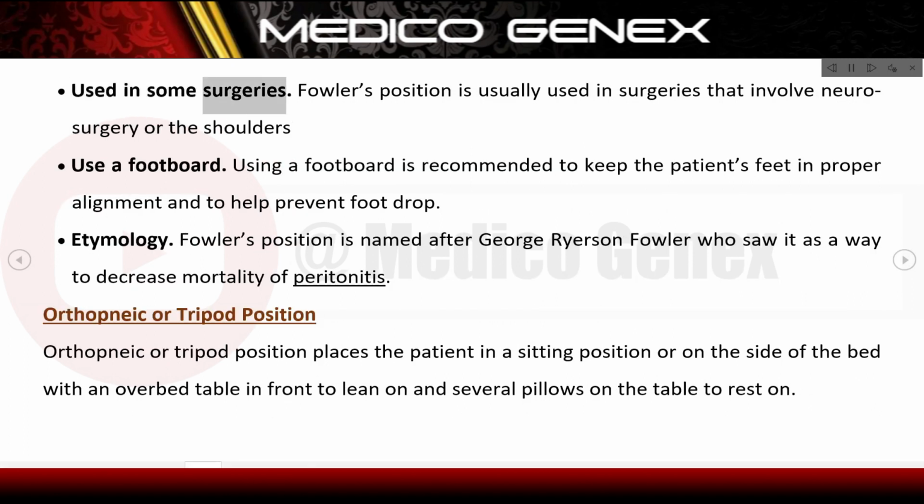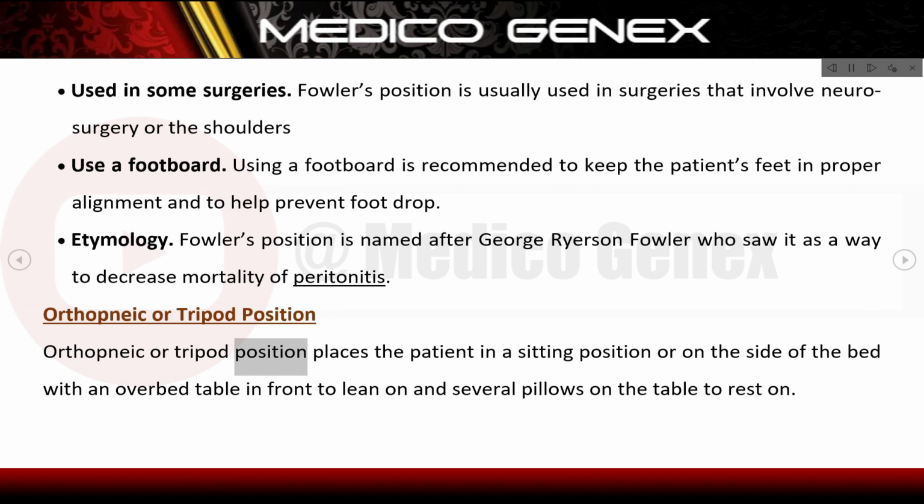Used in some surgeries. Fowler's position is usually used in surgeries that involve neurosurgery or the shoulders. Use a footboard. Using a footboard is recommended to keep the patient's feet in proper alignment and to help prevent foot drop. Etymology. Fowler's position is named after George Ryerson Fowler, who saw it as a way to decrease mortality of peritonitis.